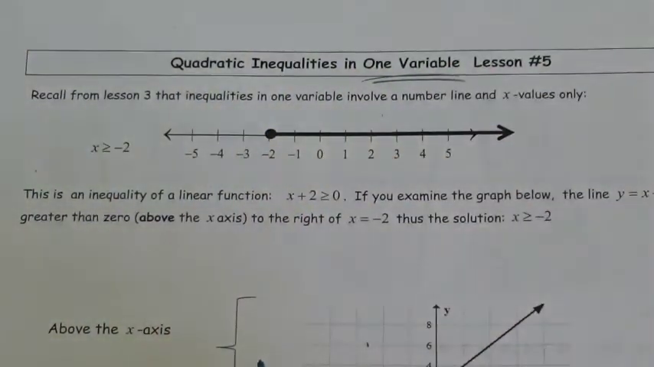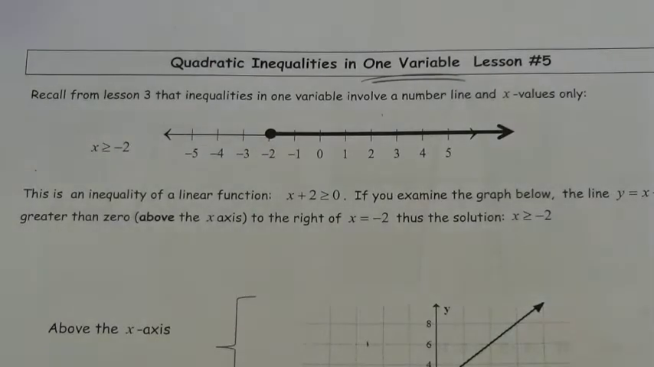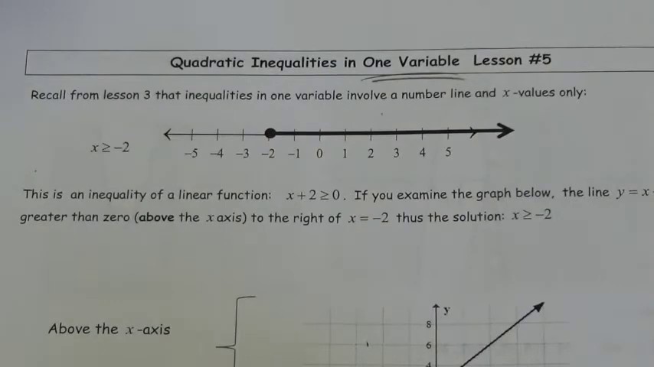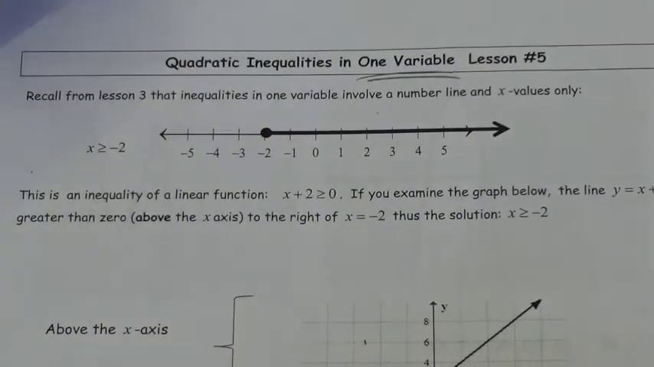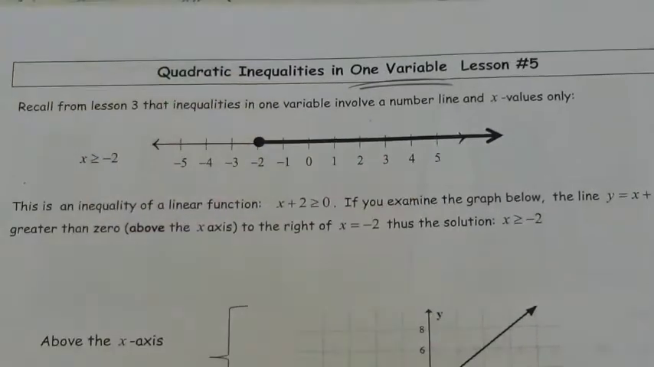Now, you would think that really we're taking a step backwards because in a previous lesson we looked at what quadratic inequalities in two variables look like. Shouldn't one variable be a bit easier? No, actually in this particular case, this is a little bit more complicated of an idea.